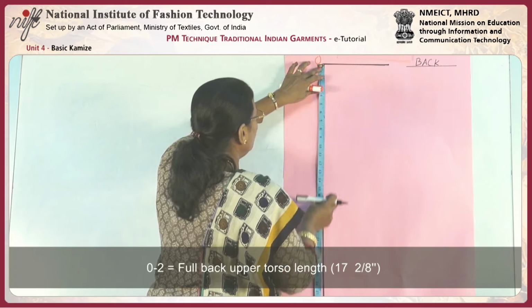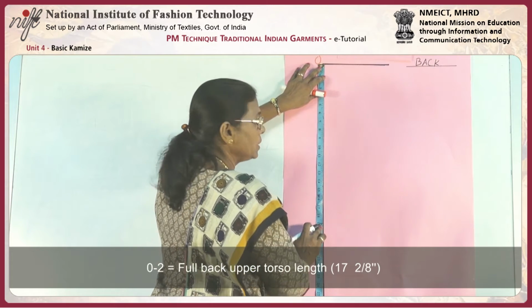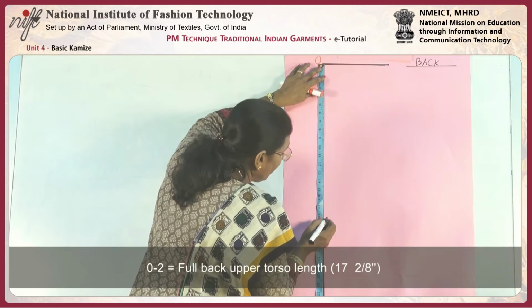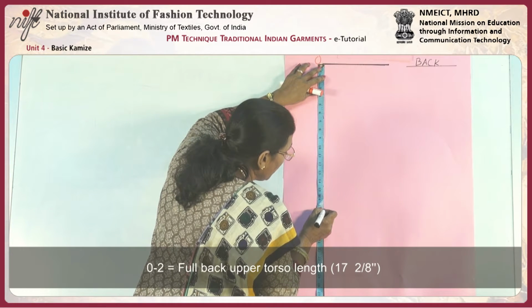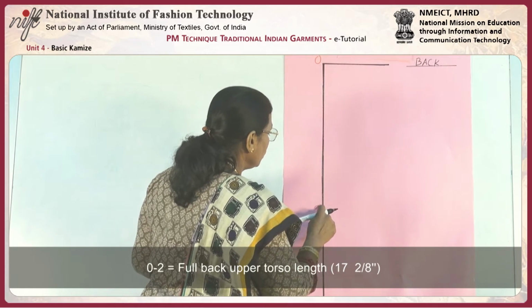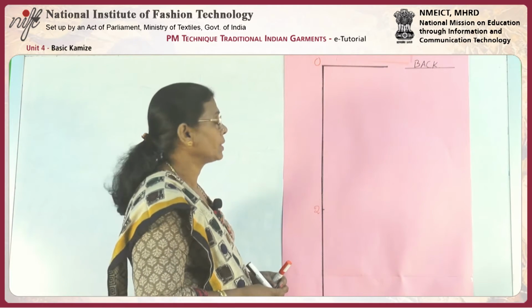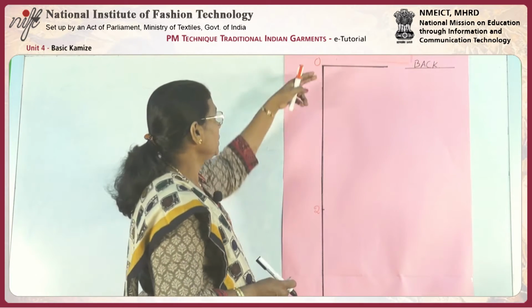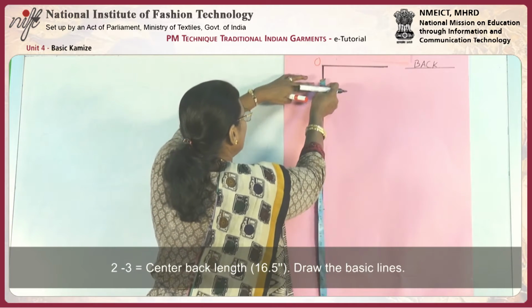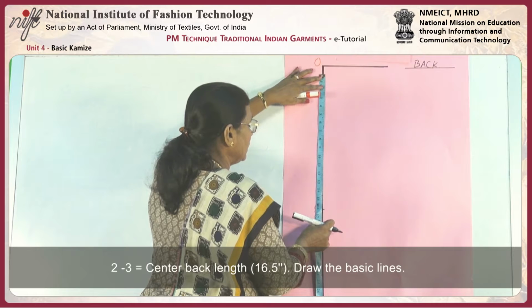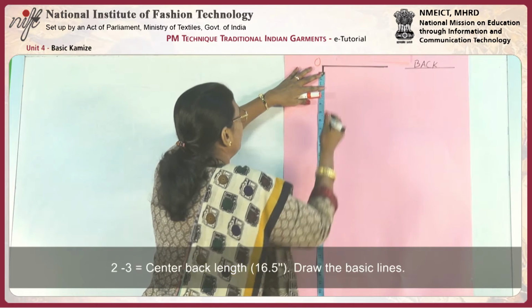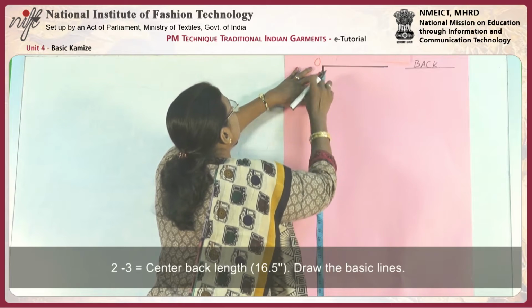Then 0 to 2 is upper body full length, that is 17 2 by 2.5, and mark 2. 0 to 2 is upper body length. Then 2 to 3 is equal to center back length. Center back length is 16.5. Mark 16.5.